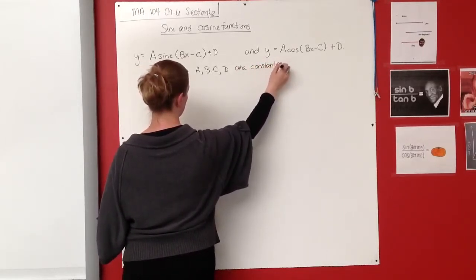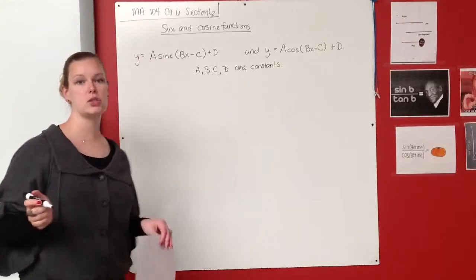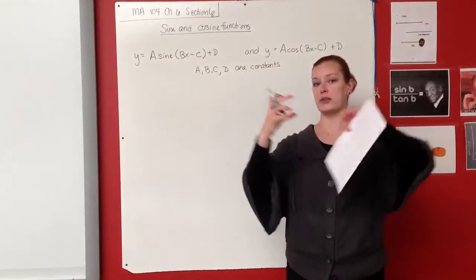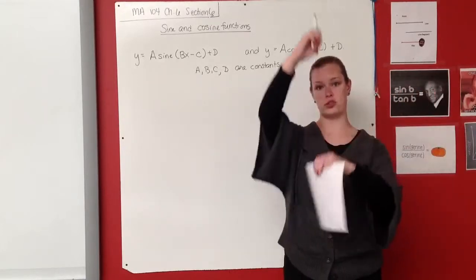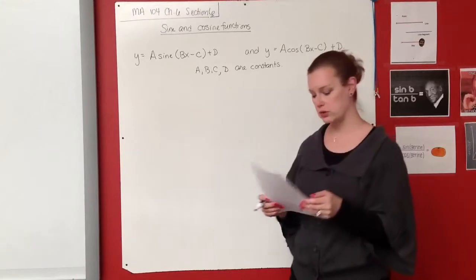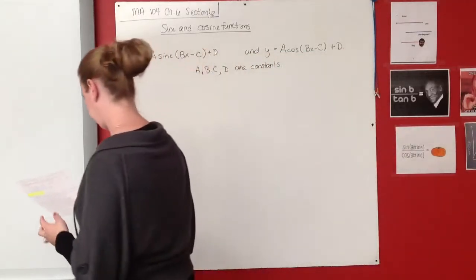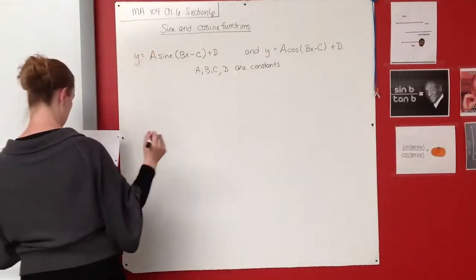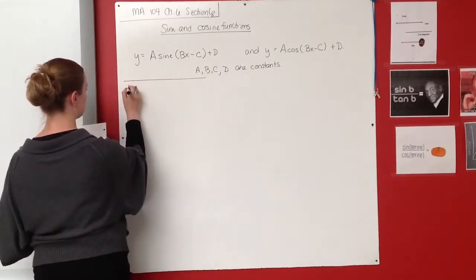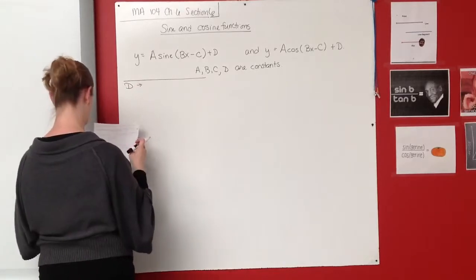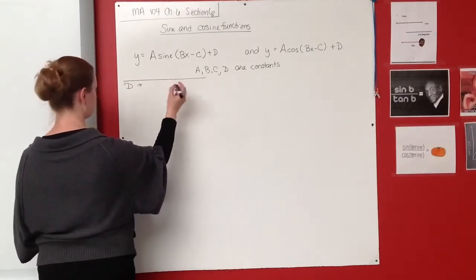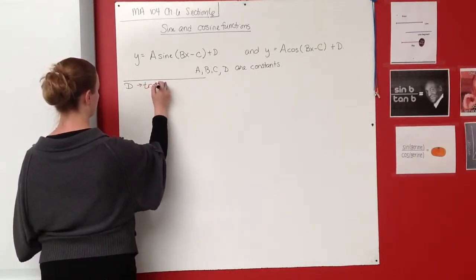And what each one of these is going to do is tell us a story about how to take the generic sine or cosine graph and either stretch it or shrink it or move it, transpose it around the coordinate plane. So let's look at what each constant does to a graph. We're going to start with the constant d. First of all, the constant d translates the graph vertically.